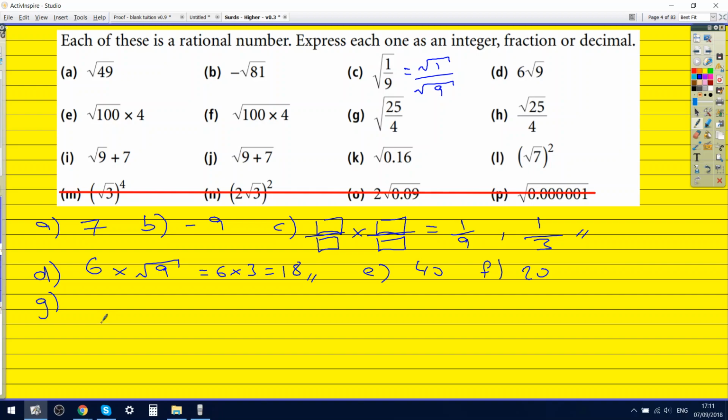And you can use what you learned in C to do G. It'd be 2 over 2 would be one of them. Well, what squared will give you 25? 5. Yeah, so 5 would be on the top. And what's in the bottom? 2. That's it. How about H?